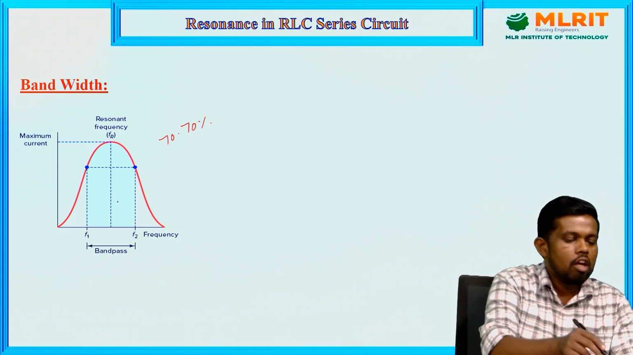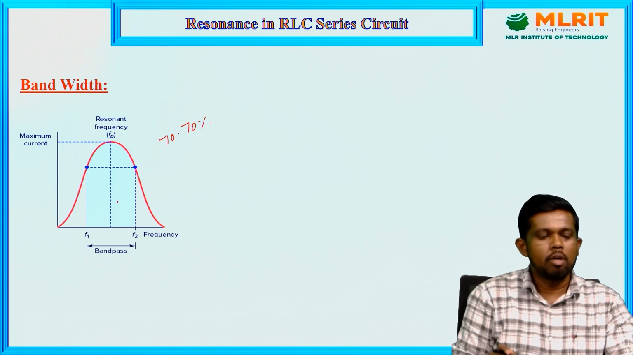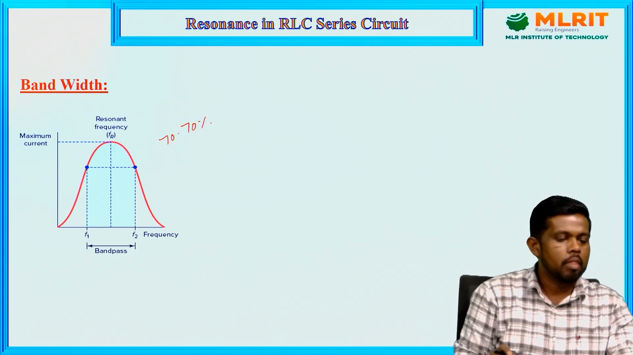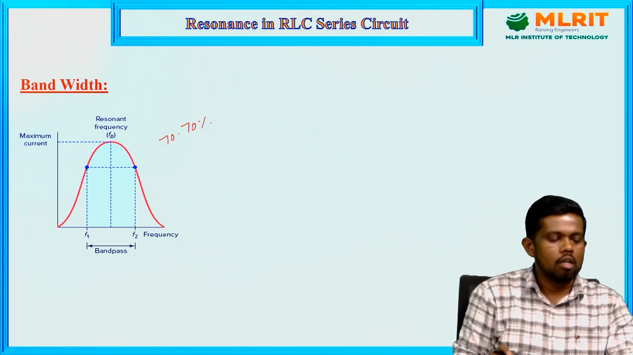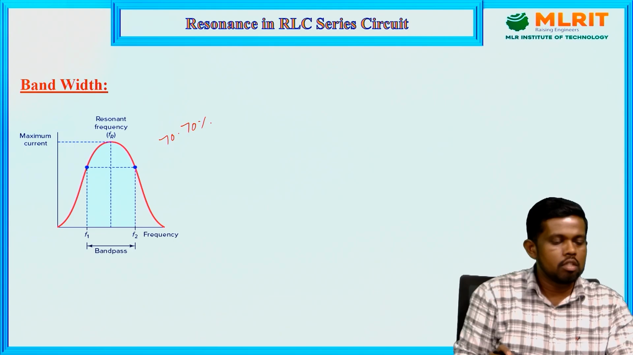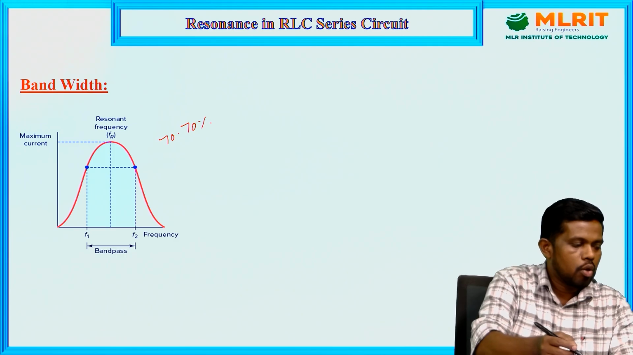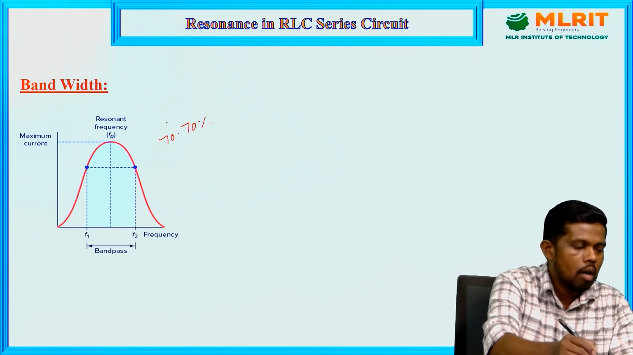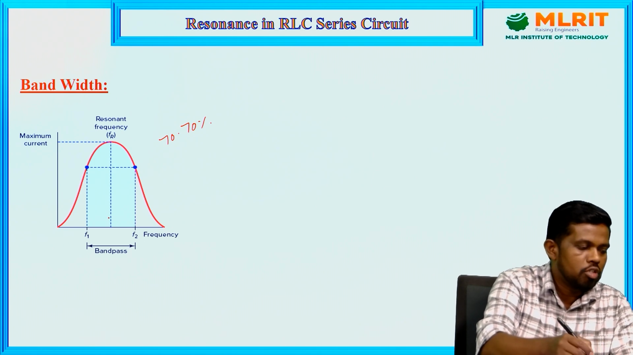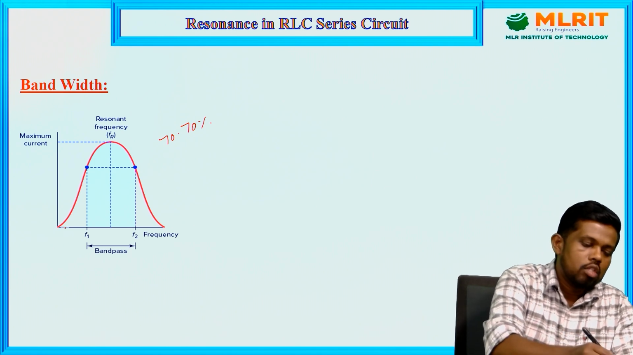Its maximum value of the curve is said to be simply the bandwidth of the network. The frequency or bandwidth of the RLC series circuit is defined as the range of frequency over which the circuit current is equal to or greater than 70.7% of its maximum value. The area under this curve is simply the bandwidth. So this is the bandwidth of the network.